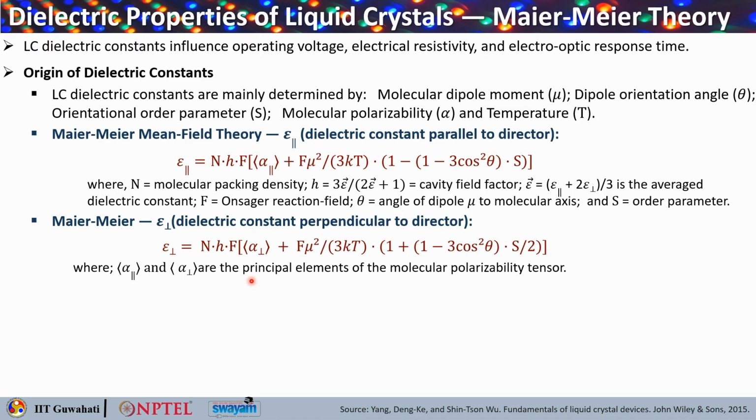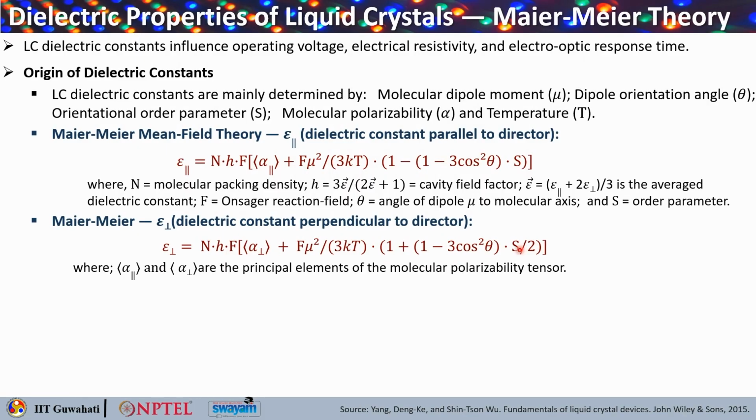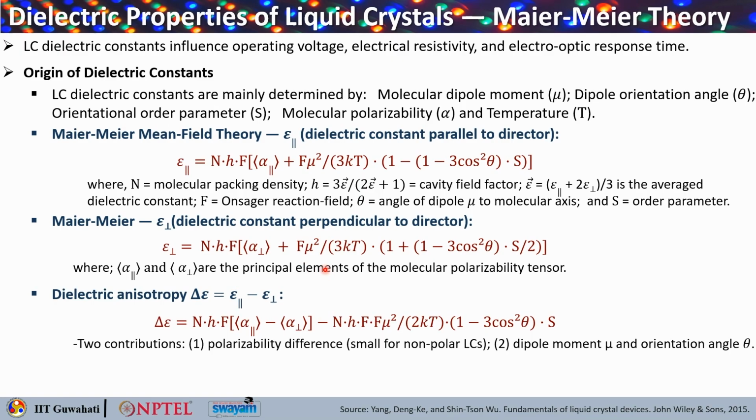The other case is when the electric field is perpendicular to the director, giving you epsilon perpendicular, where the dielectric constant is seen perpendicular to the director. Here the dipole contribution is much smaller because the dipole alignment with the field is less efficient, and the induced polarizability, alpha perpendicular, is much smaller than alpha parallel for rod-shaped molecules. So, you can approximate this using this particular formula, which has basically the same form.